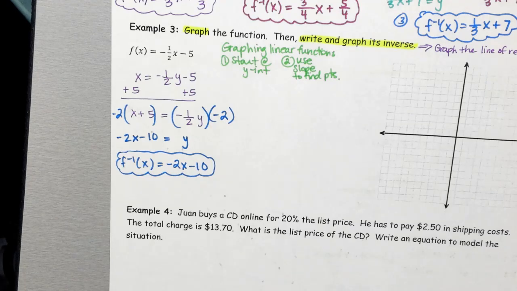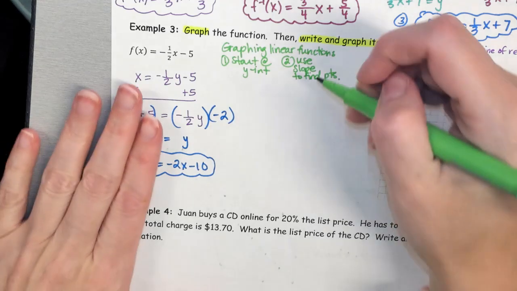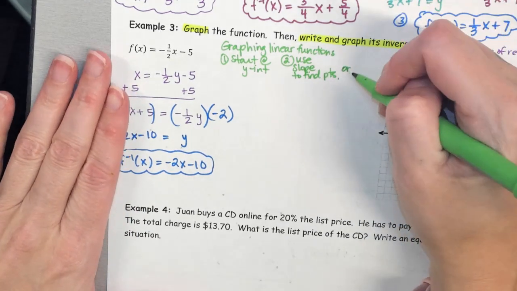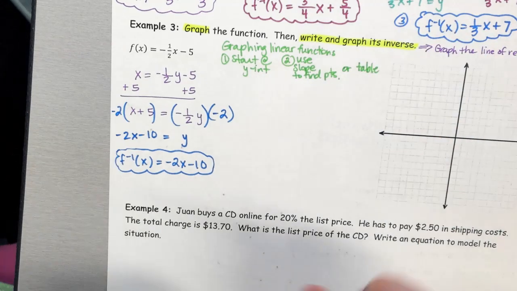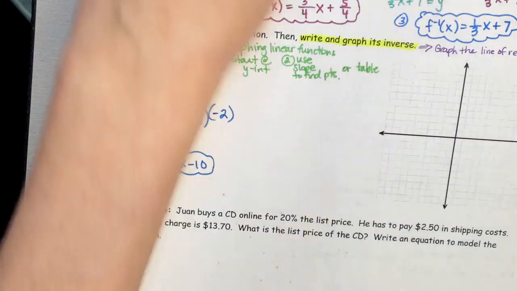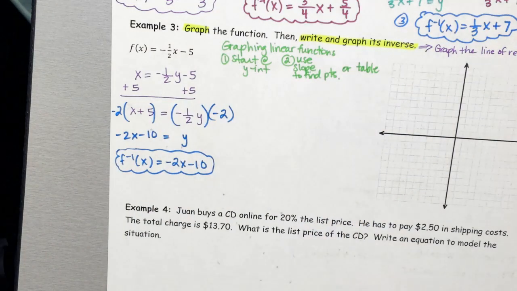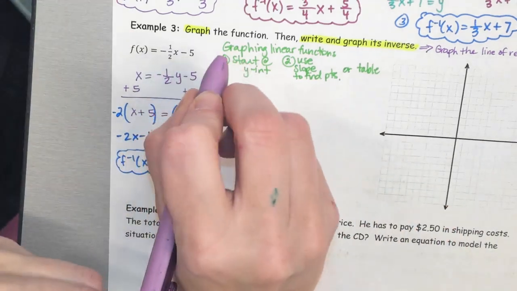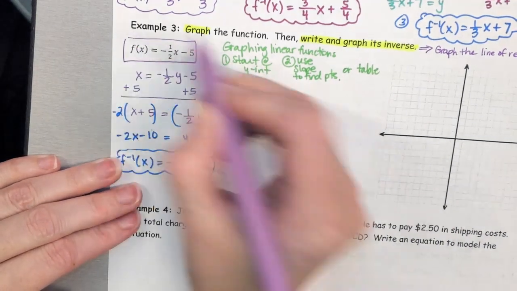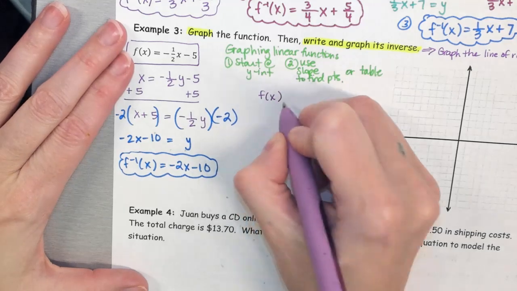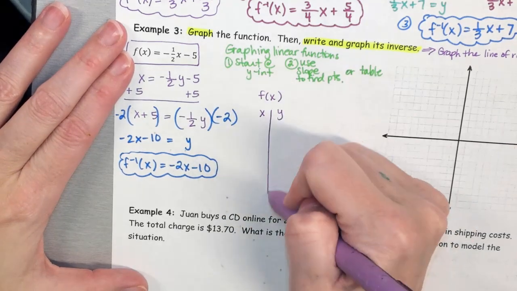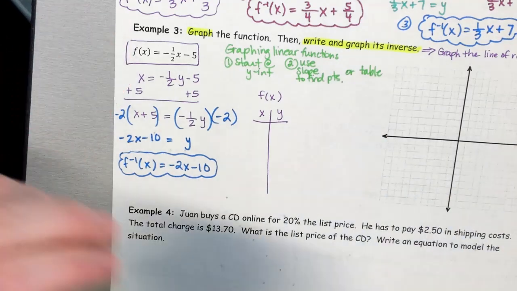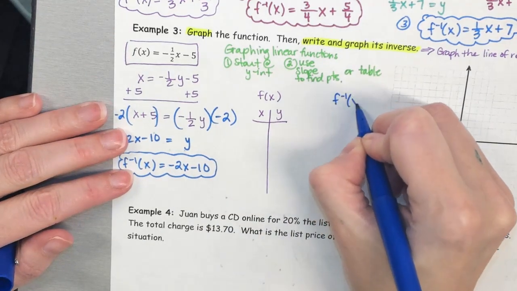Yep. And then the other method that we're going to use is we're also going to be making a table. So you can use the slope to find the points, or you can do the table. Okay, but we're going to be doing that without a calculator. So when you are graphing your function, okay, your f of x here, we are going to make an x and y table for that. We are also going to make one for the inverse.